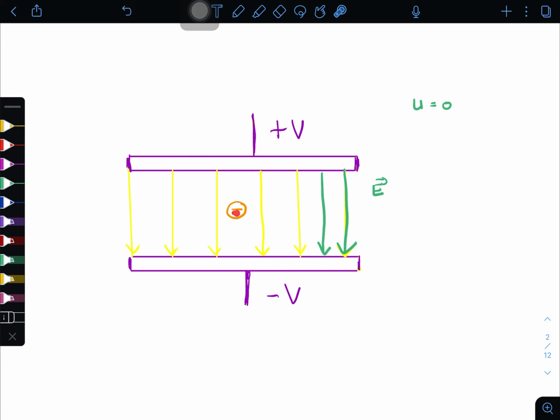Saya letak satu charge dekat sini. I put one negative charge. So kamu kata, oh negative will attracted to the positive plate. Kenapa dia boleh attract ke positive plate? Sebab dia ada electric force, ataupun dia ada electrostatic force. So bila dia ada electrostatic force, dia tertarik ke atas dan dia akan ada acceleration juga ke atas. Right? So itu case yang pertama.